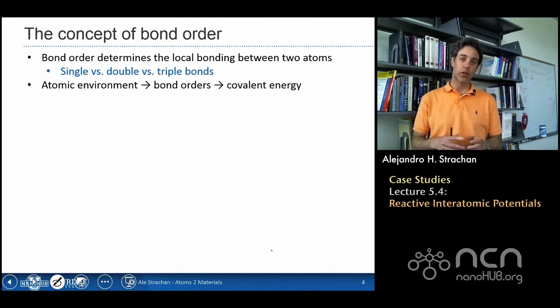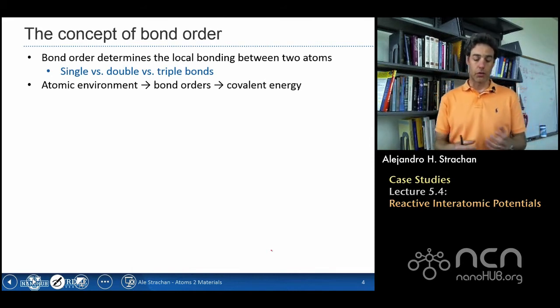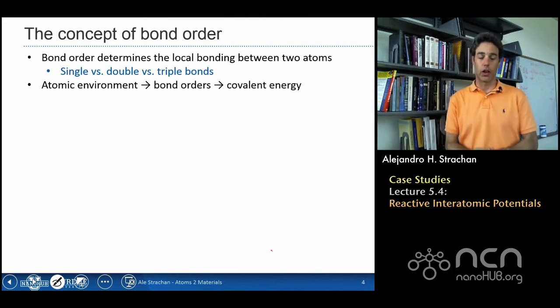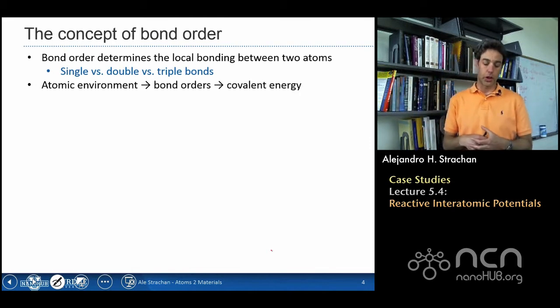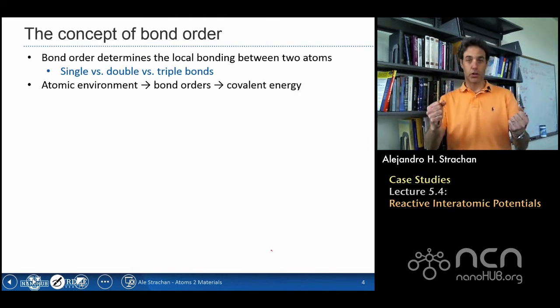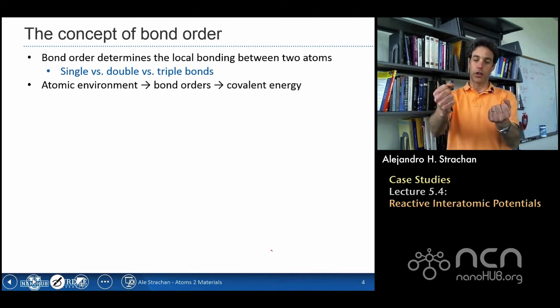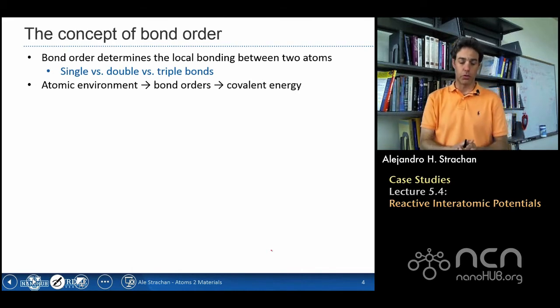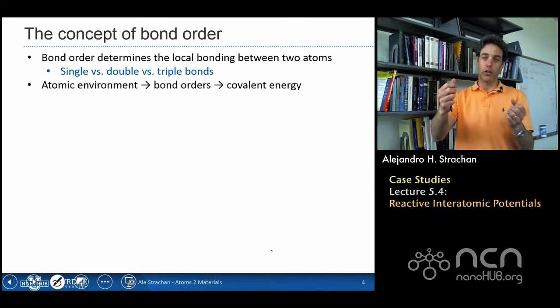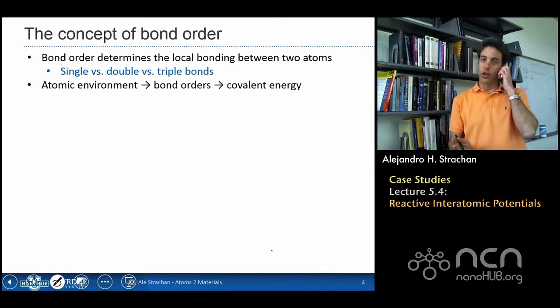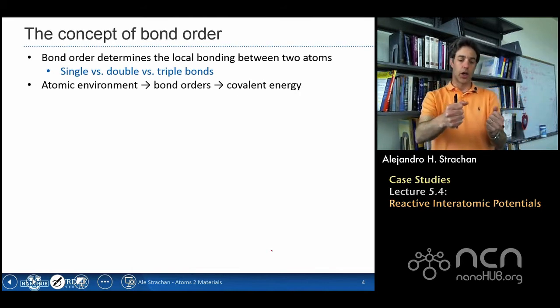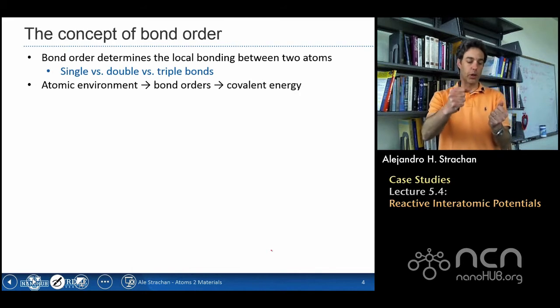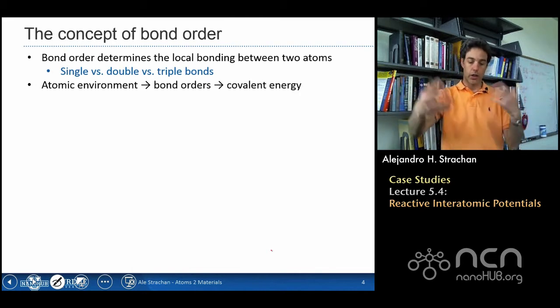There's a key concept that has allowed our community over the years to develop these potentials very successfully, and that's the concept of partial bond order. The bond order between atoms determines the chemical environment of the bonding between those two atoms, and this bond order is determined in terms of the local environment around those two atoms. It's not just a pairwise relationship between the two atoms, but it depends on the two atoms and their environment.